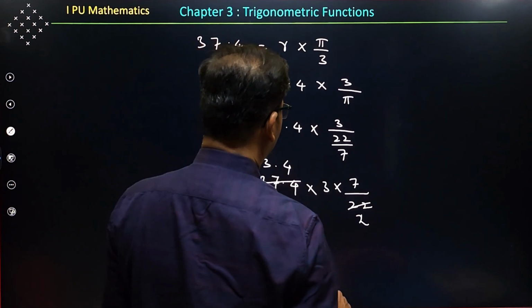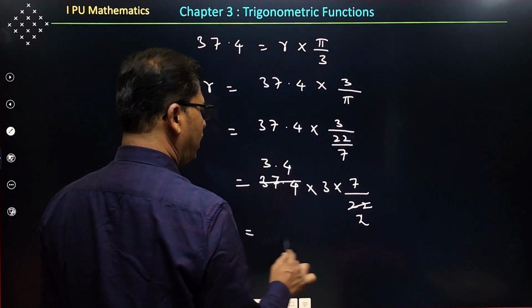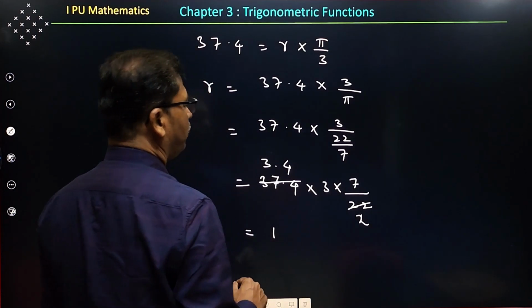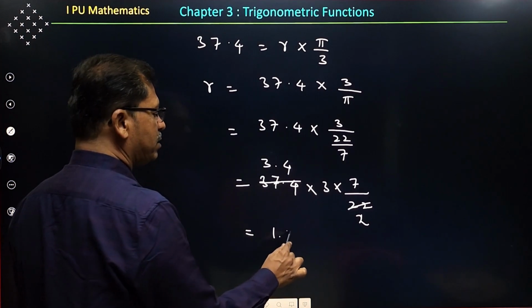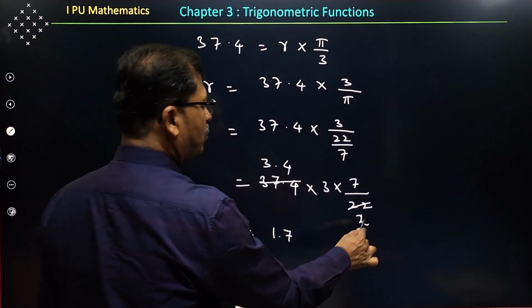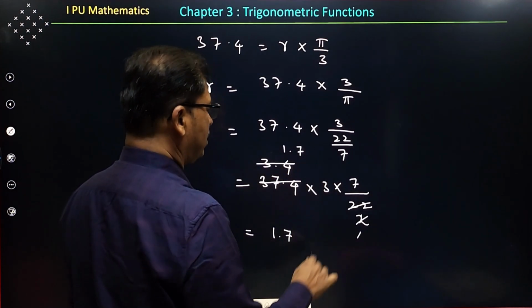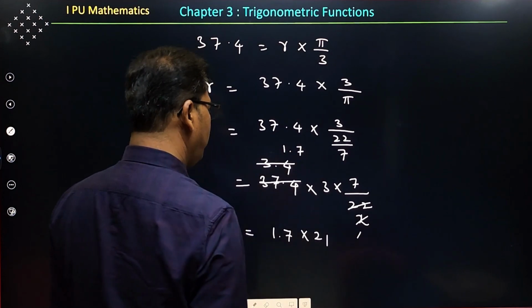Okay, next. 3.4 is further again divisible by 2. 2 1s are 2, point you write 7, 1.7. Into, see, 2 1s are 2, and 2 1.7s I have cancelled. 7 3s are 21. Please multiply 21 and 1.7.